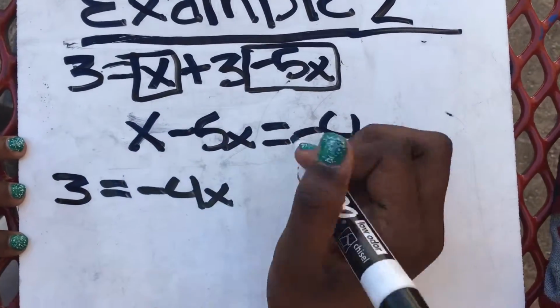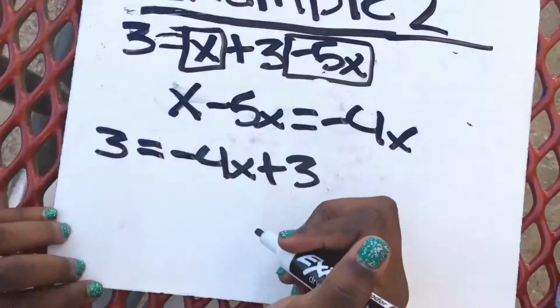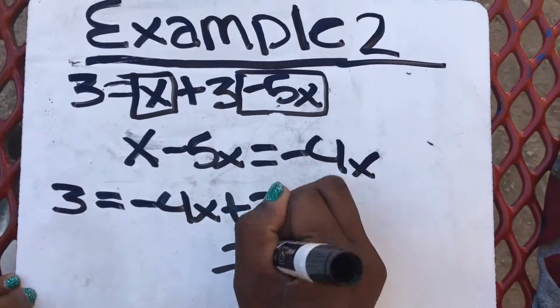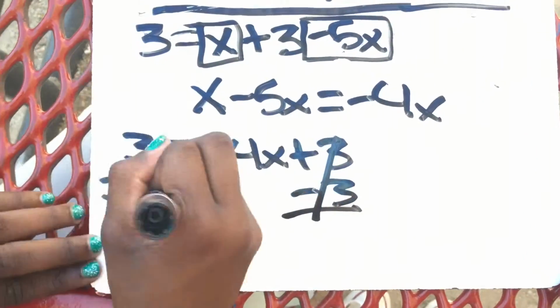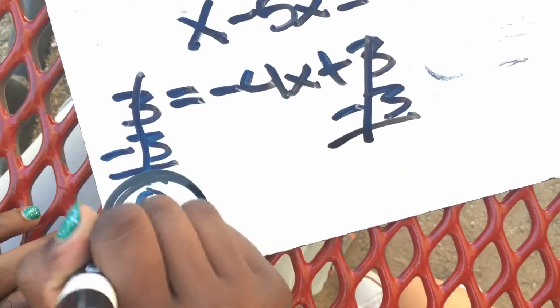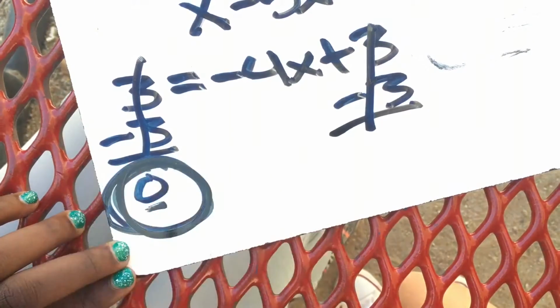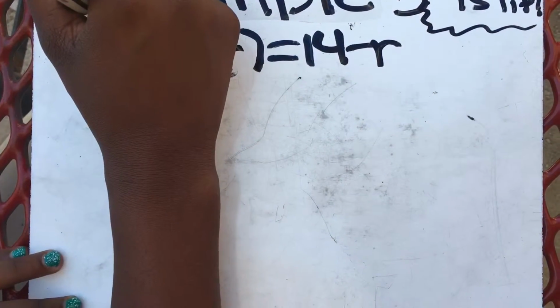So then that's 3 take away negative 4x plus 3, and then after you're going to do the opposite inverse operation to cross over the equal sign, and then that gets you 3 minus 3, which crosses out to 0, and then the answer is 0.